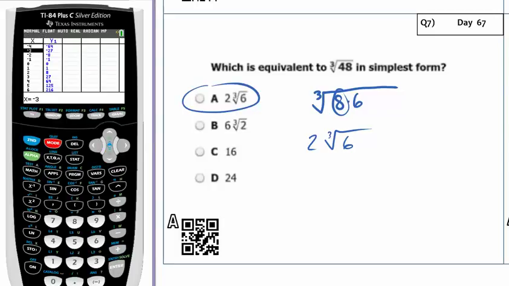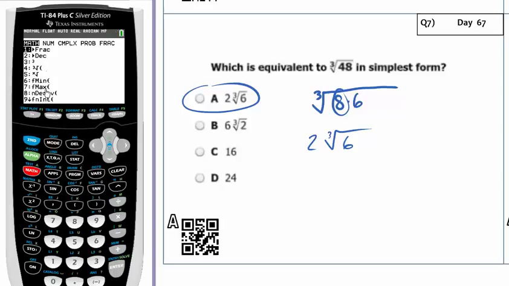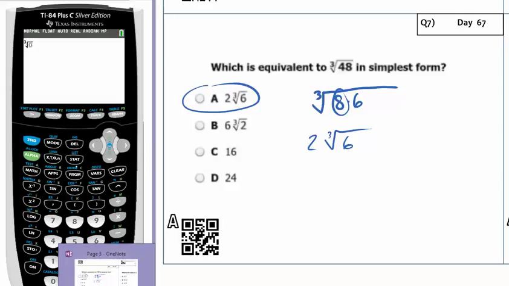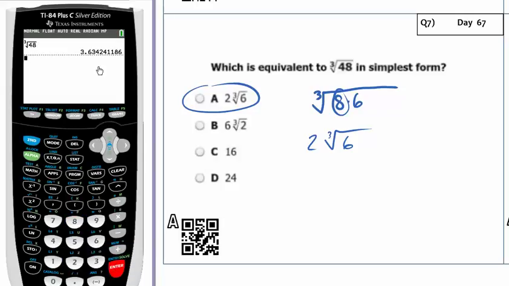Here's how I'm going to check my answer. For some of you, this is a good way to actually get the answer. For the cube root of 48, I go to the math button and down to 4, that's the cube root. I hit enter and type in 48, and that gives me what the cube root of 48 is. That number will be equivalent to the one that I choose, so I'm going to type the one I chose, 2 times the cube root, math 4, the cube root of 6, and hit enter, and those two numbers match.